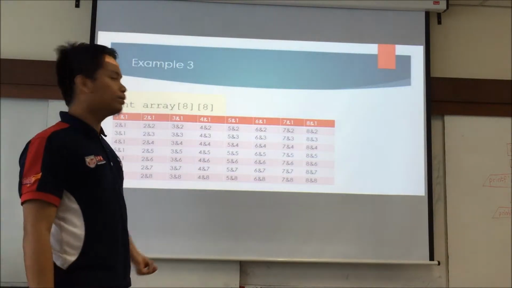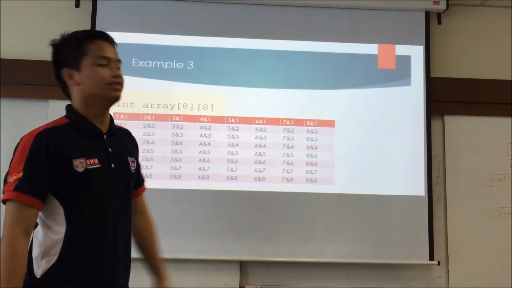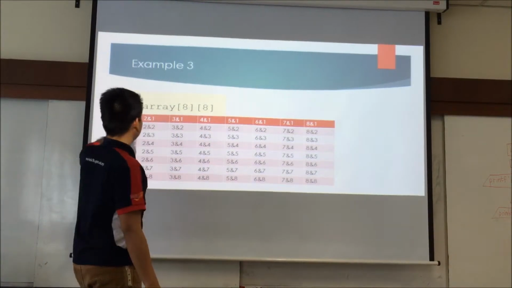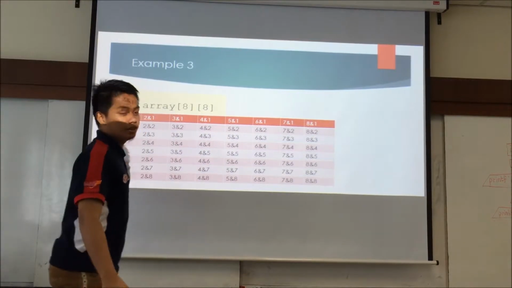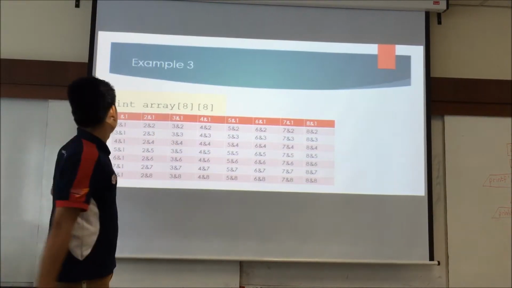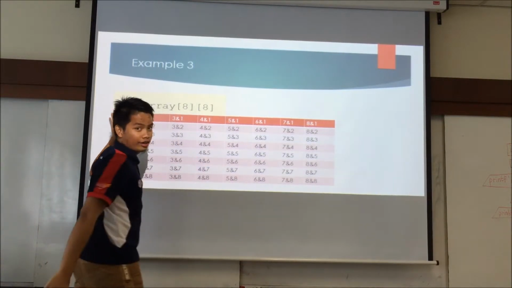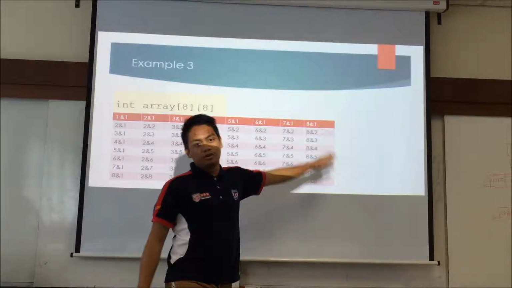Okay, this is an example of an array in 2 dimensions. For example, we make 8 columns. This is what we call column and row. The column is here, here, and then the row is here.